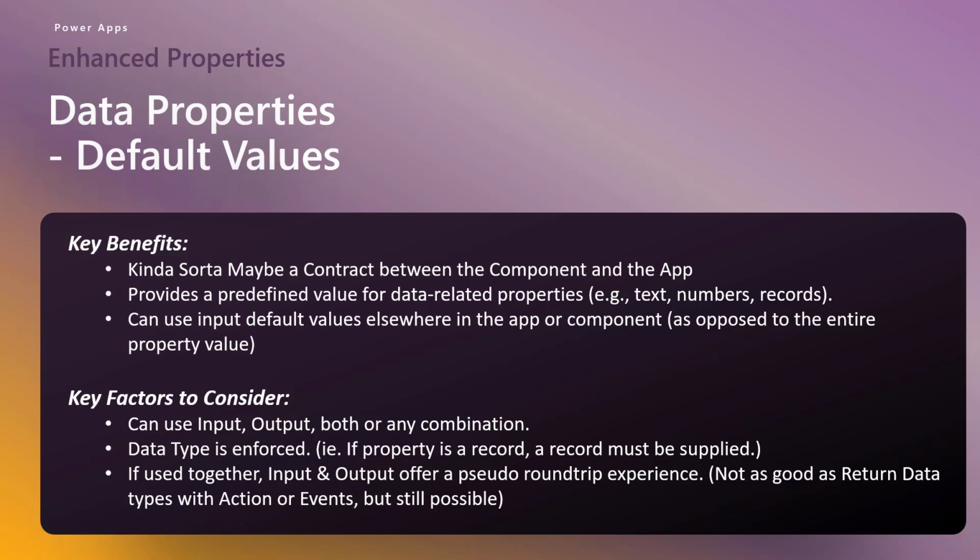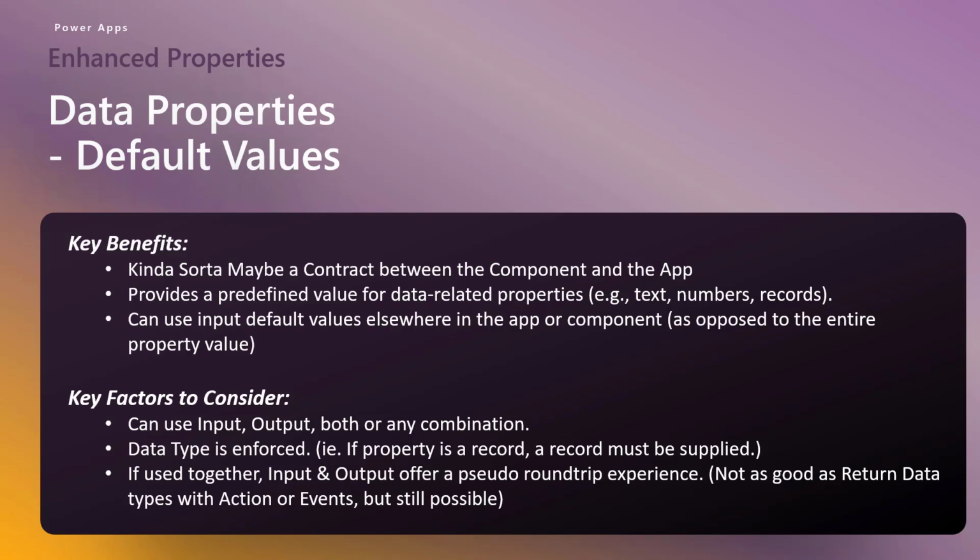And so you could also use the input default values elsewhere in your app or your component, depending on whether you're using output or input, right? Point is that you can expect those to be available in your component if there's an input property. And so being that you have already set up the default values, you can go use it in other areas of your component. We'll see what that looks like.